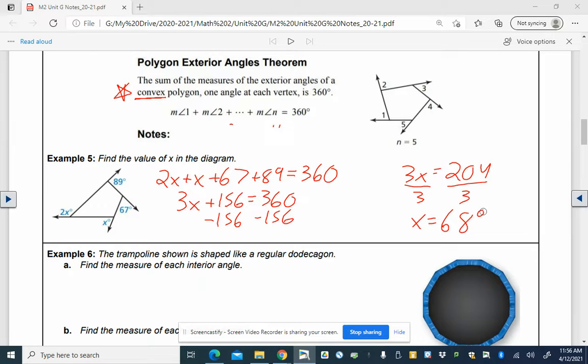All right, this one just said find x. It didn't say to find the angles, so I'm going to stop right there. But if it said find the angles, we'd have to go back in and plug those in to confirm. But this one did not. All right.